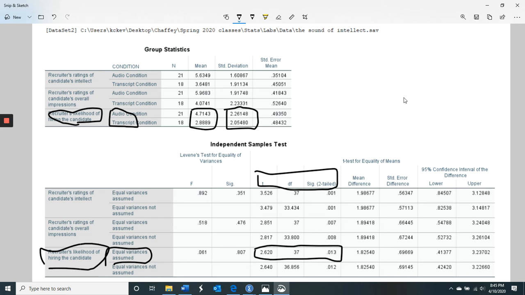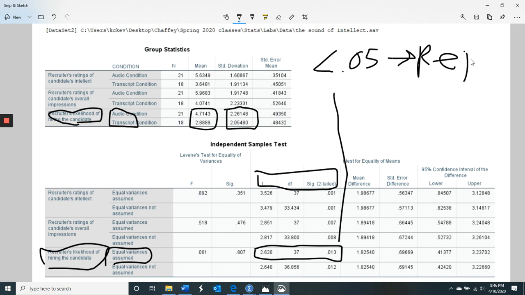And we can live with a 5% chance. So we're far away from that. This significance level right here is less than 0.05. Again, we can live with a 5% chance of a type 1 error. This says we're much lower than that. So given that, we reject the H0, which means there's a difference between our two groups, audio versus transcript.